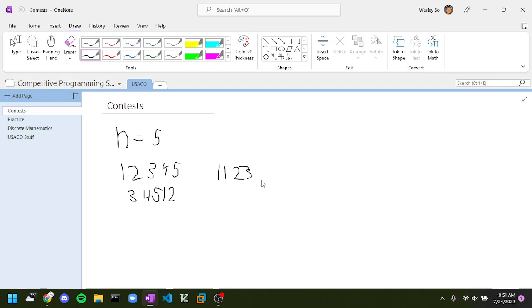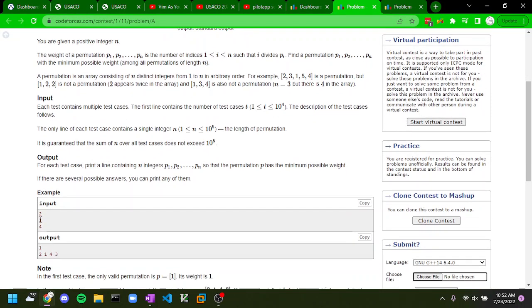Let me draw a better 3. So you can't do that or anything like that. You can't leave out numbers, so you can't have no ones and then just a 2, 3, 4, 5. It has to include every number from 1 to n inclusive. So basically you're given n, and for 4, the permutation would be 1, 2, 3, 4 because that's 1 to n.